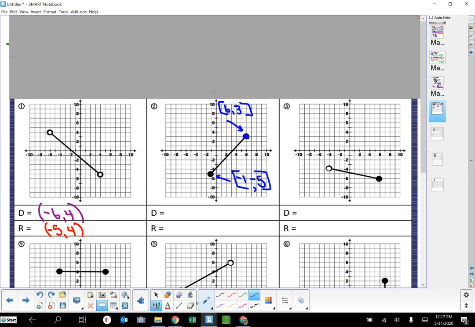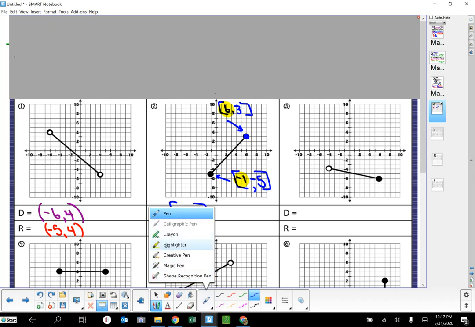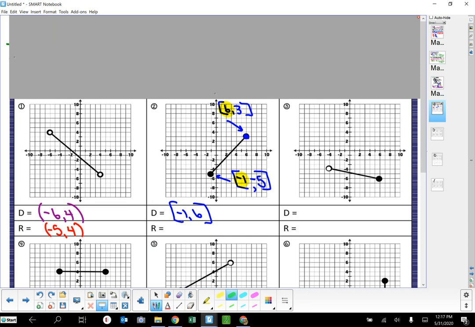Okay, so we take a look at only our x values. We're at 6 and -1. And so when we write our domain, we're going least to greatest. So -1 to 6, and they're both in brackets. Okay, done. In your range, y values, least to greatest, again, both in brackets. So our range is going to be -5 up to 3.